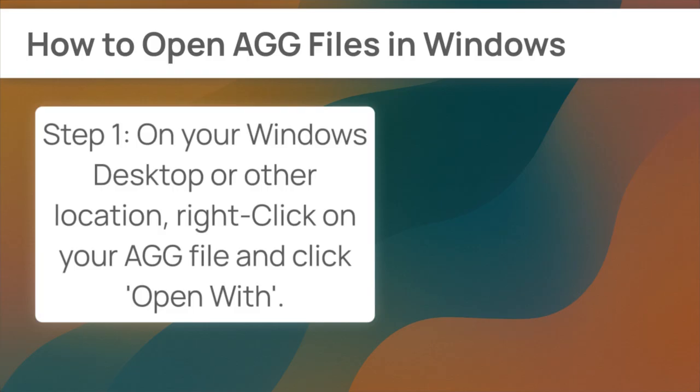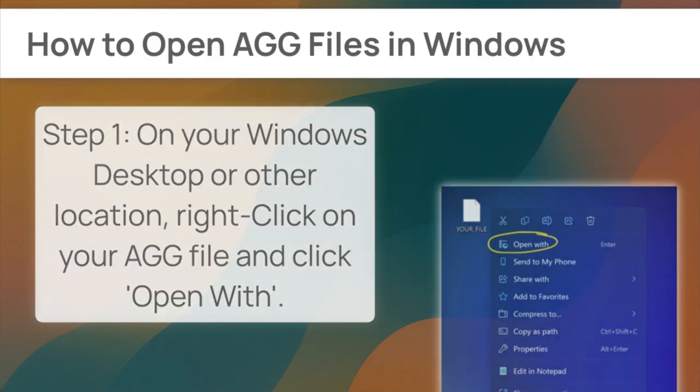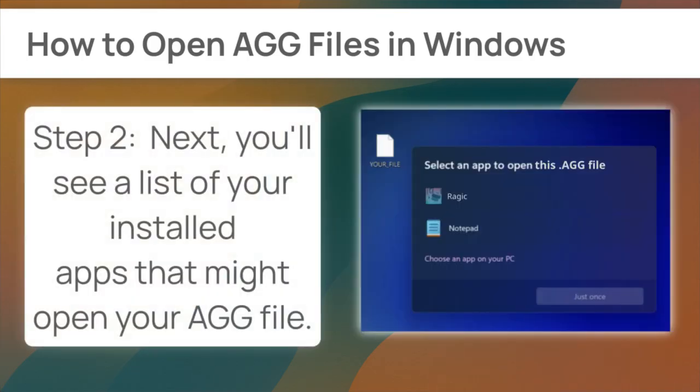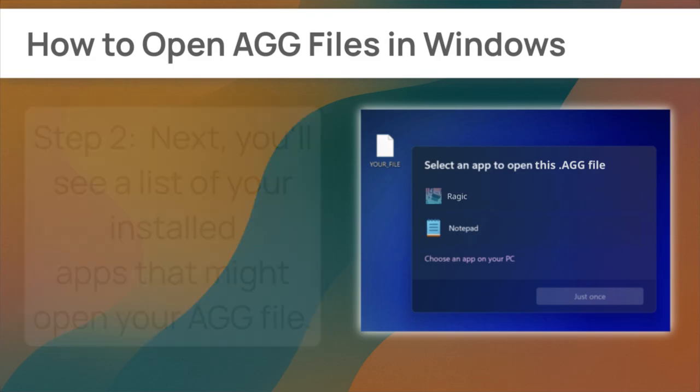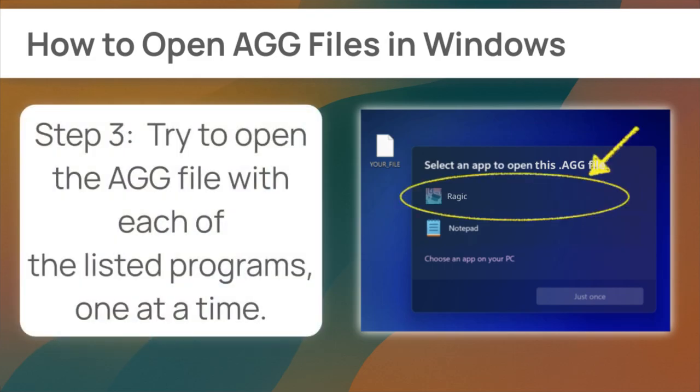Your first move is to identify the possible decoders. Right-click the AGG file and choose Open With. Use Ragic if it is installed. If it's missing, select another program. Testing is the fastest diagnostic method.